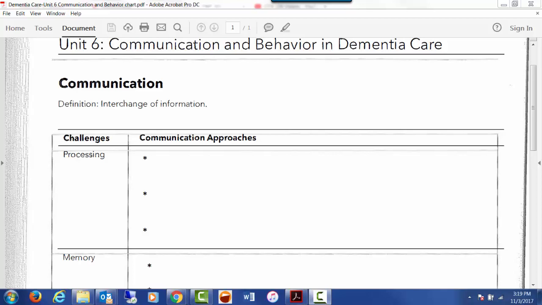The third communication approach, wait for a response. Allow the person extra time, 10 to 20 seconds, to process the communication before proceeding, and do not distract the person during this process. Avoid talking faster or louder if the person fails to respond.